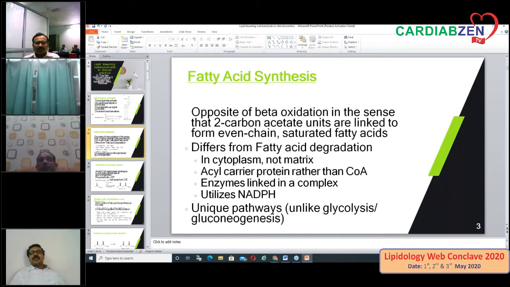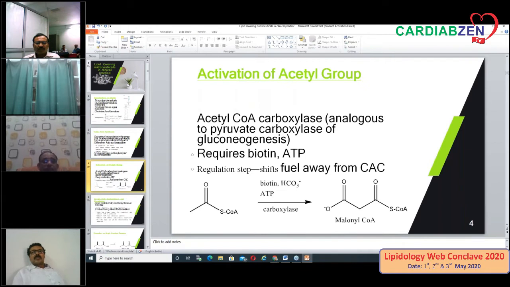Now, fatty acid synthesis is the opposite of beta oxidation in the sense that two-carbon acetate units are linked to form even-chain saturated fatty acids. It differs from fatty acid degradation basically: it takes place in the cytoplasm, not in the matrix, uses acyl carrier protein rather than coenzyme A, the enzyme is in a complex, and it utilizes NADPH. So these are the biochemical aspects of these lipids basically.